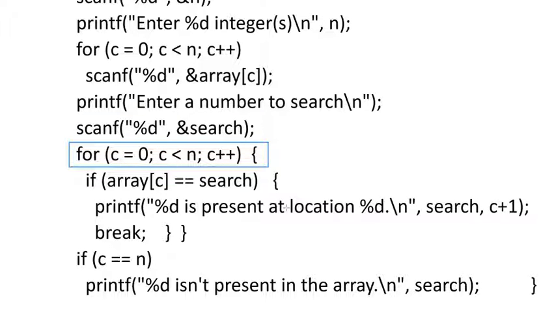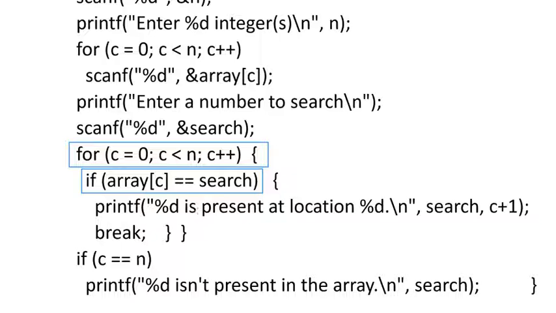So two things can happen. Either we find that element within the list or we do not find the element within the list. If we find the element within the list, then this condition will be true: array of C is equal to search. That means we are able to successfully find the element in the list.